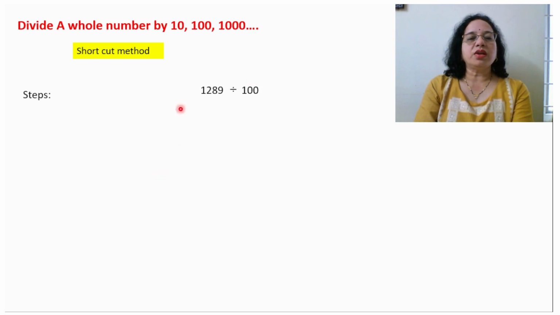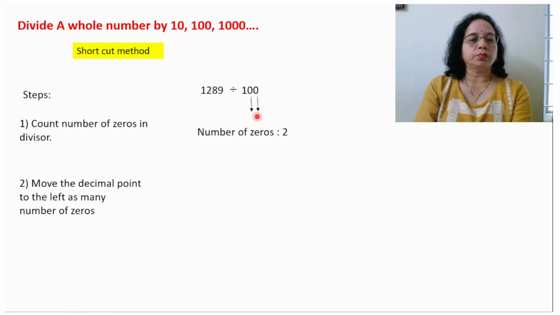The number is given, 1289 divided by 100. Whole number by 10, 100 and 1000. So count the number of zeros in the divisor. So the number of zeros is 2. Move the decimal point to the left as many places as there are zeros.